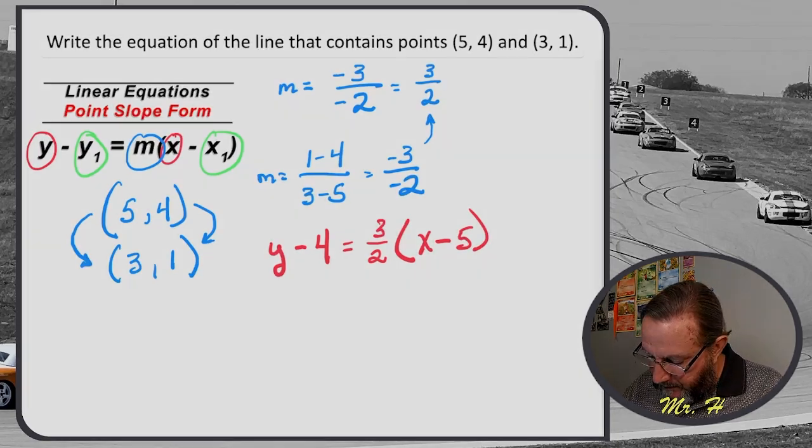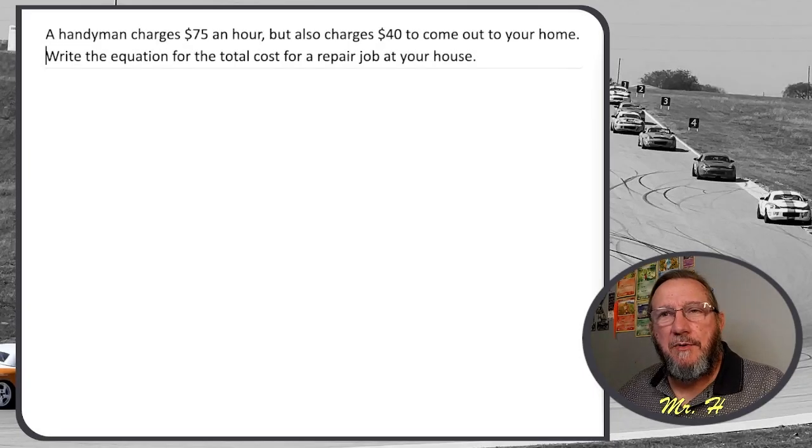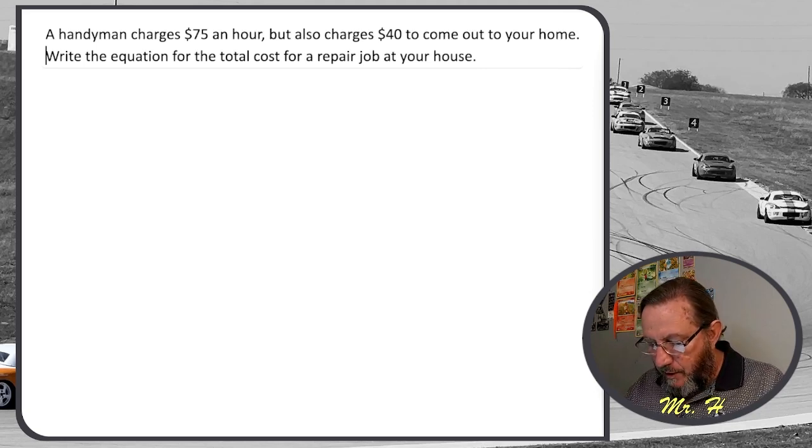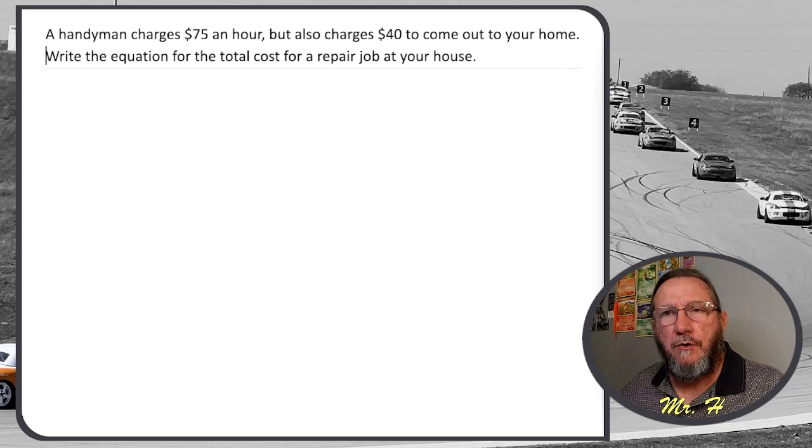Let's work another one. Here's our next problem. Read through it with me. A handyman charges $75 an hour, but also charges $40 to come out to your home. Write the equation for the total cost for a repair job at your house. Go ahead and hit the pause button. Let's see how you do.